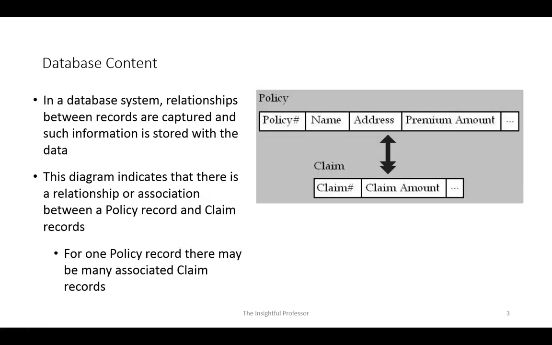In a database system, relationships between records are captured, and such information is stored with the data. As we gain an understanding of the application domain, relationships, such as the one shown in this diagram, will need to be identified and represented in our data model. The process of data modeling shows the conceptual view of data in a system.